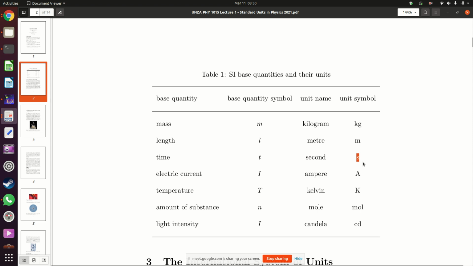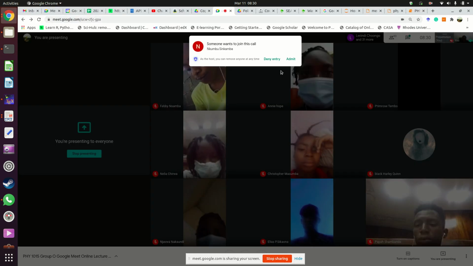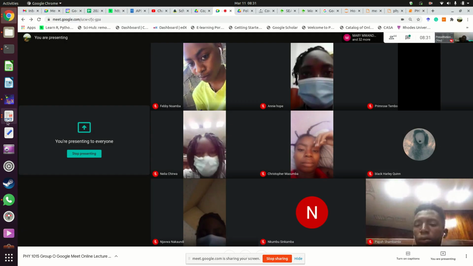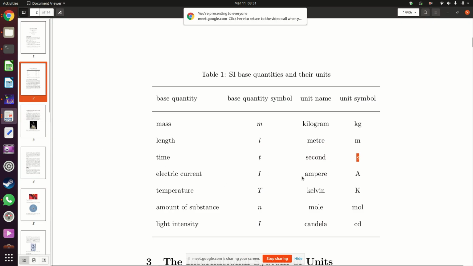I know there are other units for these things, like the hour, the minutes, and stuff like that, but we are talking about the International System of Units, these physical quantities, and what units they are measured in. Then there is electric current. The symbol for electric current is capital I. The unit name for electric current is the ampere.